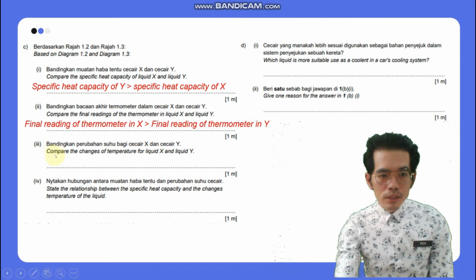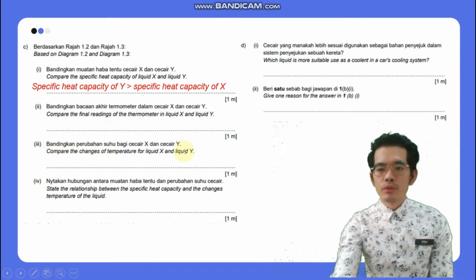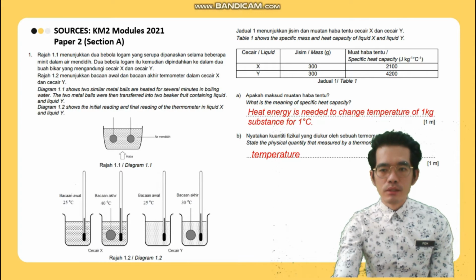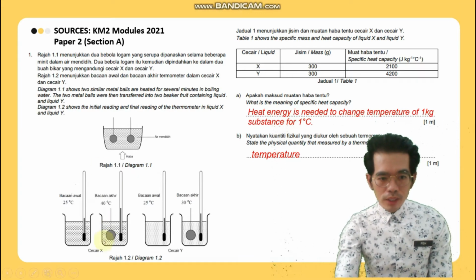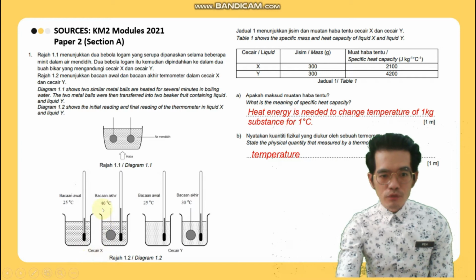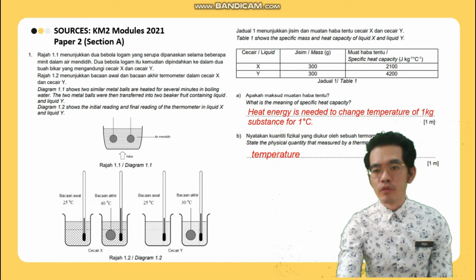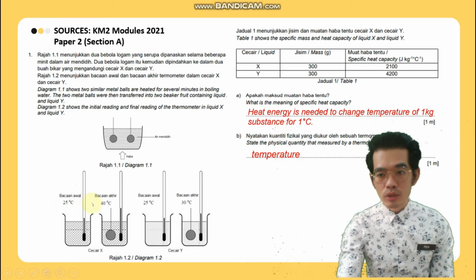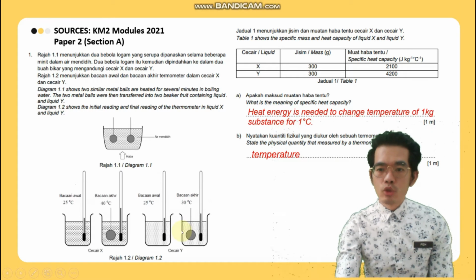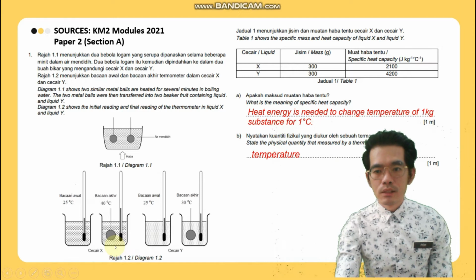For C3, compare the changes of temperature of X and Y. We can go back to the diagram. For liquid X, the final is 40 and the initial is 25, so 40 minus 25 gives a change of 15 degrees Celsius. For Y, it goes from 25 to 30, so the change is about 5 degrees Celsius. That means the change of temperature for liquid X is greater than Y.